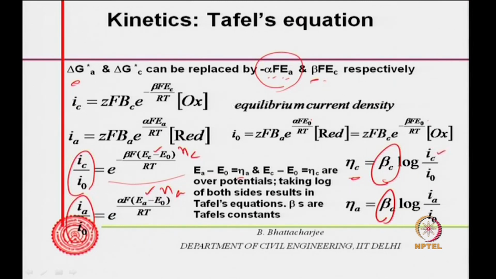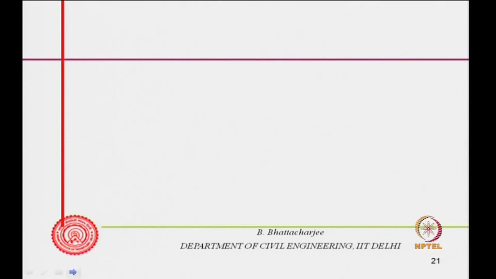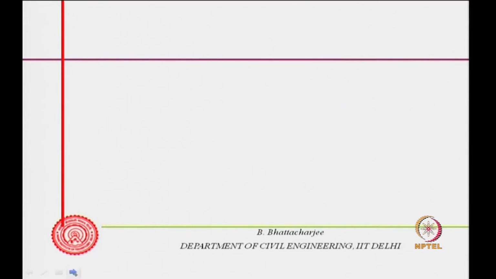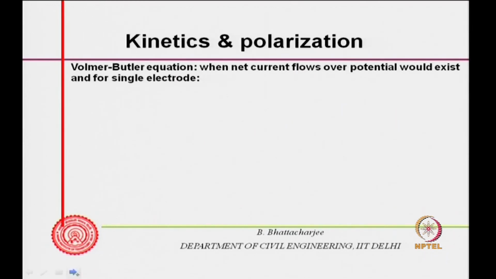Log of cathodic and anodic current versus over potential, in a single electrode, if I do that, I will get this sort of relationship. So, these are called Tafel's relationship. That is how I see it anodically and cathodically, if I polarize, I get this sort of curve, right. So, this is activation polarization, and as I already said, concentration and ohmic polarization we have already defined. This was activation polarization.